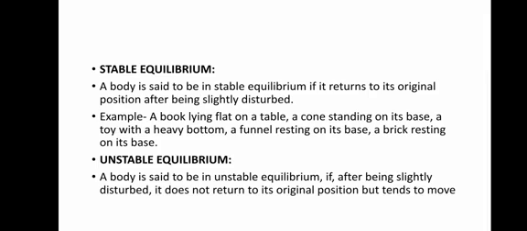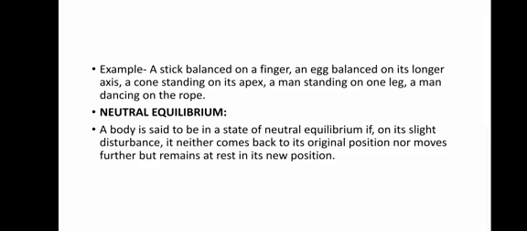A body is said to be in stable equilibrium if it returns to its original position after being slightly disturbed. Example, a book lying on a table or a cone standing on its base. The second is unstable equilibrium. A body is said to be in unstable equilibrium if after being slightly disturbed it does not return to its original position but tends to move. Example, a stick balanced on a finger, an egg balanced on its longer axis, a cone standing on its apex, a man standing on one leg, a man dancing on the rope.